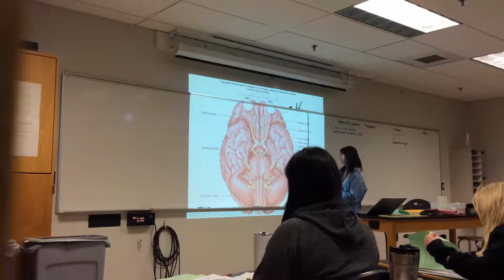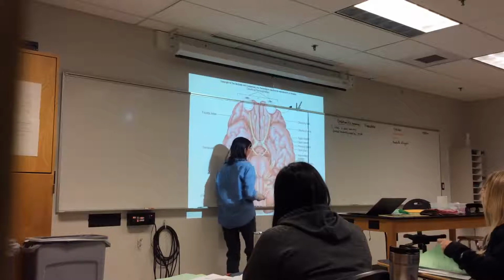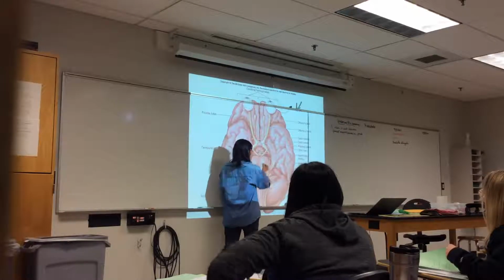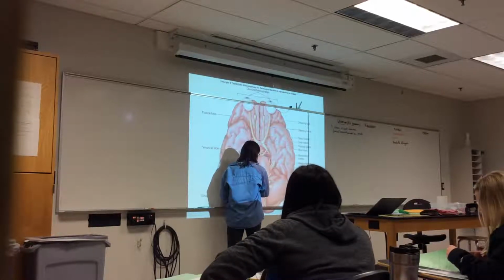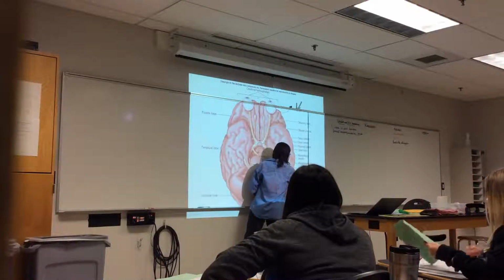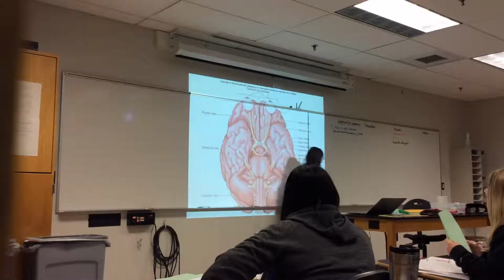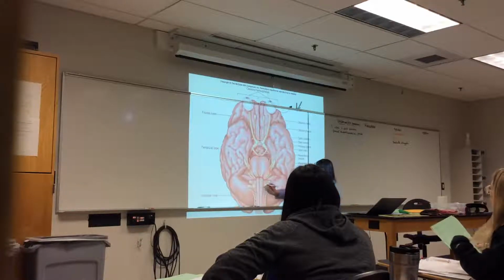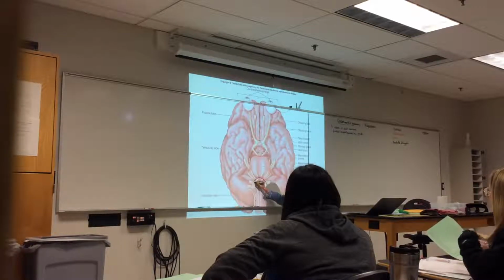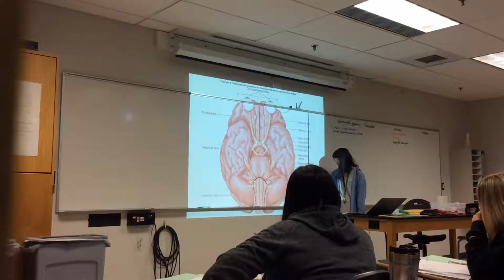Okay, so right here, this area is mesencephalon. Okay, mesencephalon. Then, right below that, this area is the pons. The bulge, remember the bulge? That's the pons. And then, after the bulge comes the medulla oblongata. So from here on down is the medulla oblongata. Okay?